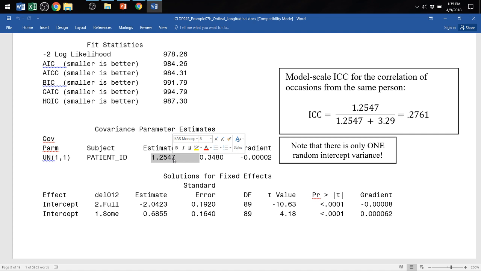So some people have a greater tendency to have more delirium. That shows up in a random intercept, the same as usual. And it shows up in the same random intercept regardless of whether we're talking about the tendency to have a 2 instead of a 0 or a 1, or the tendency to have a 1 or a 2 instead of a 0.